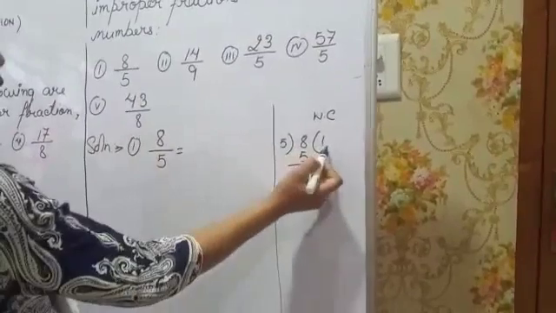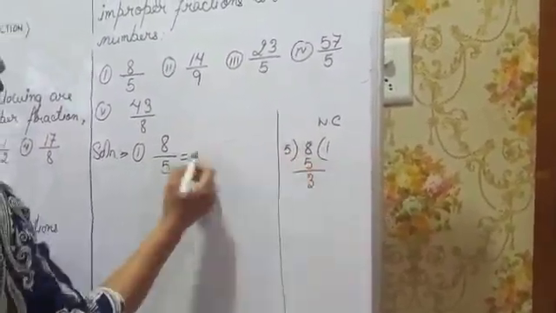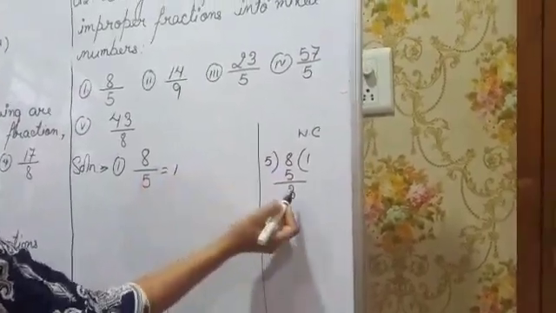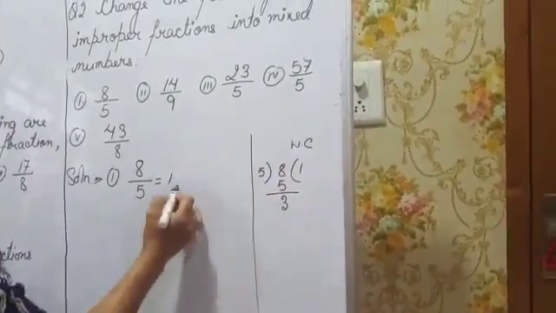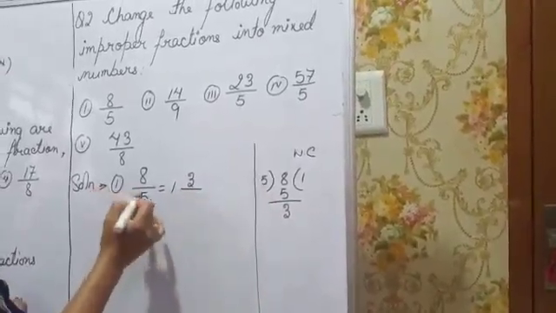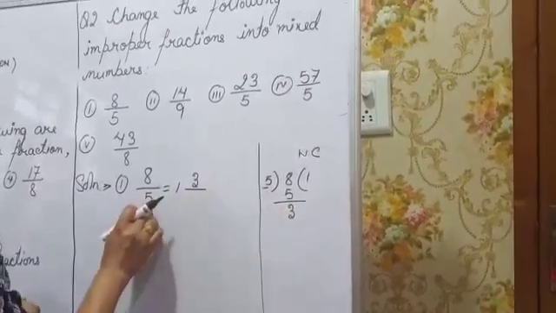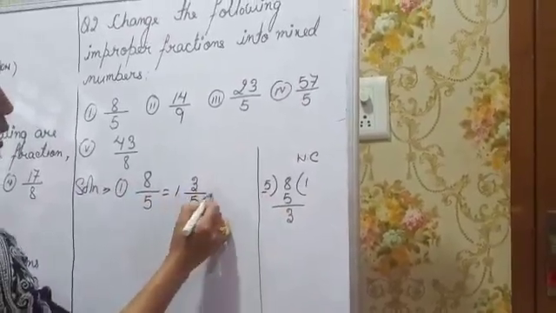The number in the quotient, 1, we will write in the whole part, and the remainder, that is 3, we will write in the numerator, and the divisor, that is the denominator 5, will remain unchanged in the denominator.